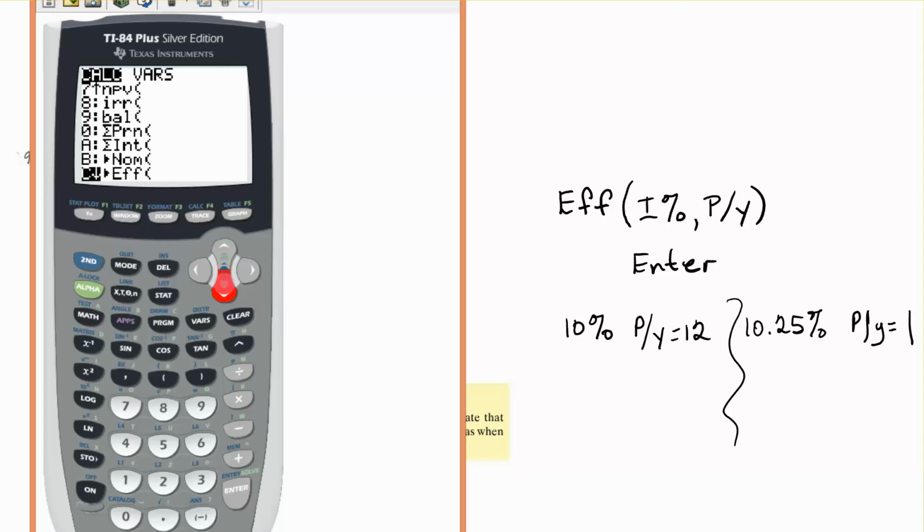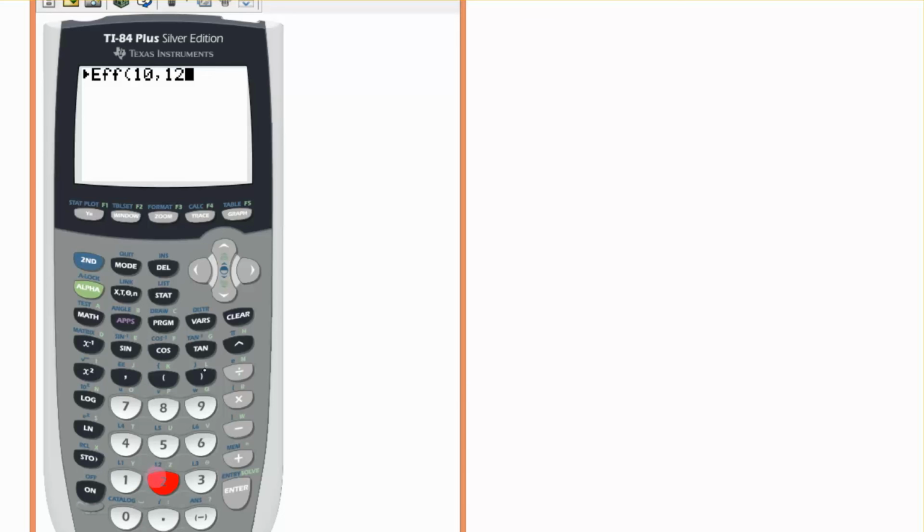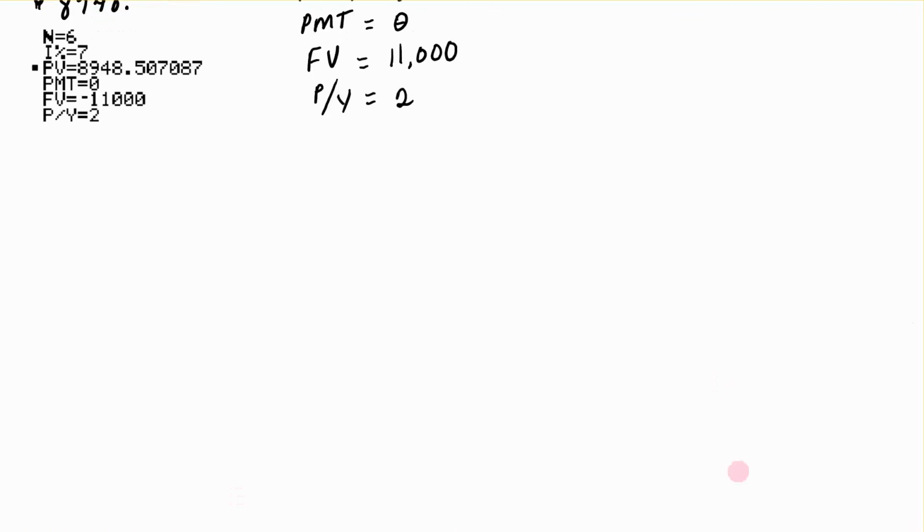Now what you do is you choose C and you press enter. You're on the home screen. The parentheses are open. You're going to type in 10 for the 10%. You're going to do a comma. This key right here is the comma. Then you're going to type in a 12, close those parentheses, and press enter. Okay, and I got 10.47.